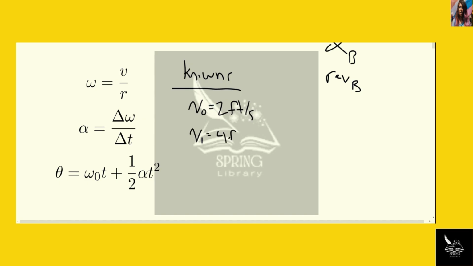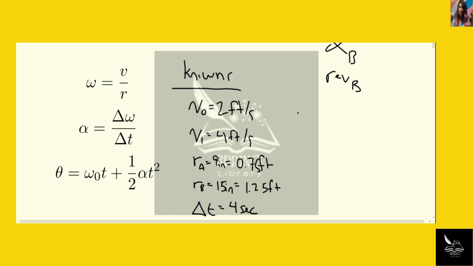U1 is 4 feet per second. That's the final velocity. We have the radius of A, which is 9 inches or 0.75 feet. The radius of drum B is 15 inches, which is also 1.25 feet. And we also know that the interval in which this occurs is 4 seconds. So let's start off with part A.